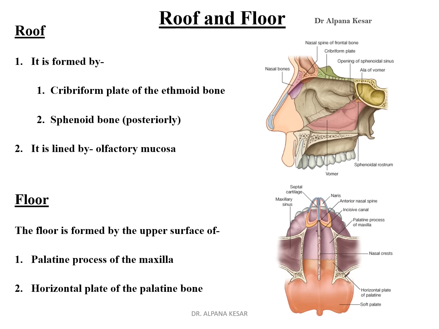Roof of the nasal cavity. Roof of the nasal cavity is formed by cribriform plate of ethmoid and sphenoid bone posteriorly. It is lined by olfactory mucosa with olfactory receptors. The floor of the nasal cavity is formed by the upper surface of palatine process of maxilla anteriorly and the horizontal plate of palatine bone posteriorly.